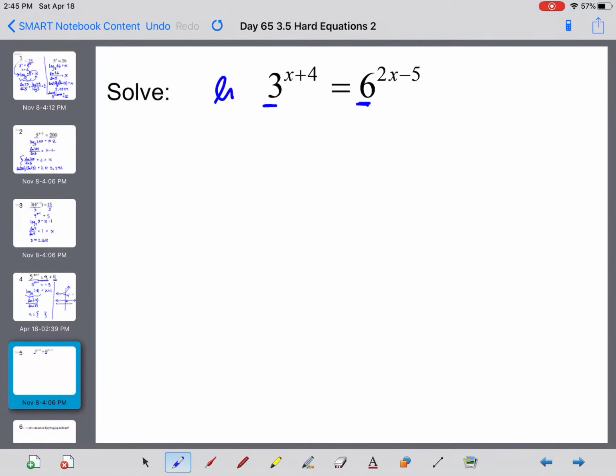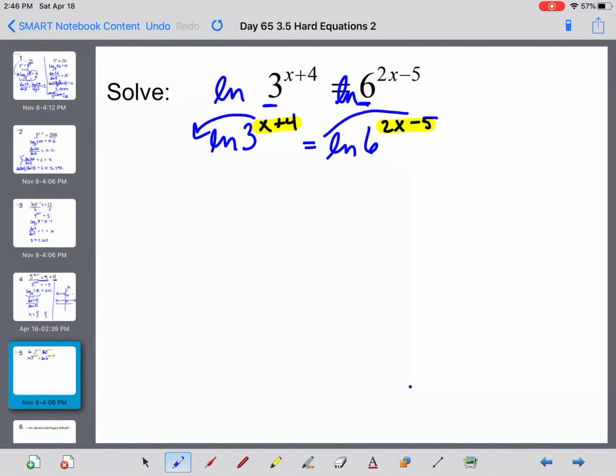So what we can do is we're actually going to take either the log or the natural log of both sides. Again, I'm lazy. I prefer natural log because it's 2 letters versus 3. I'm going to actually take the natural log of both sides. So this gives me natural log of 3 raised to the x plus 4 power equals the natural log of 6 raised to the 2x minus 5 power. What this does now is this allows me to use the properties of logs so that I can drop these exponents out front.